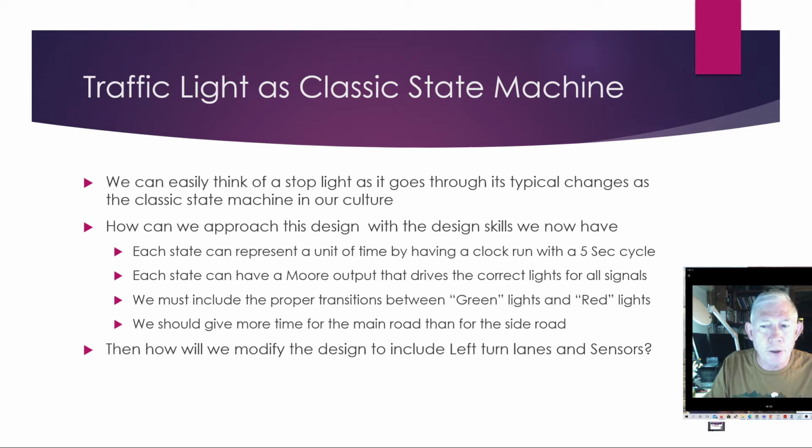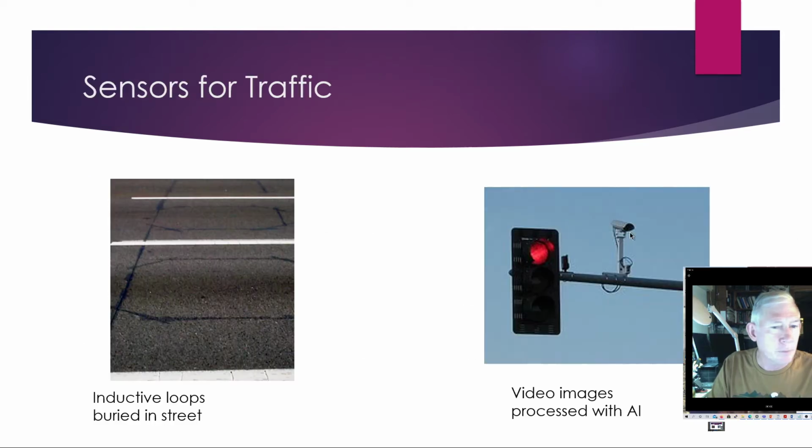So here are a couple of examples of that. You can see here they'll use a concrete saw and saw a little groove, and they'll drop a loop of wire in, maybe even in a couple of places across the lanes, and they'll run these back to a controller box that will inductively sense the presence of a bunch of steel in the form of an automobile or a truck on top of this loop.